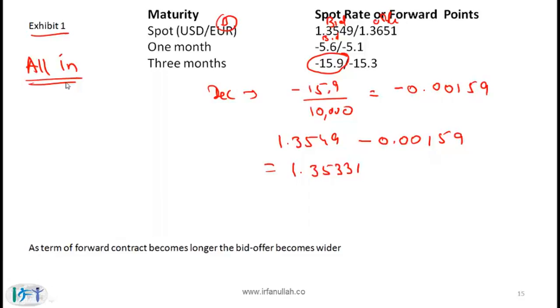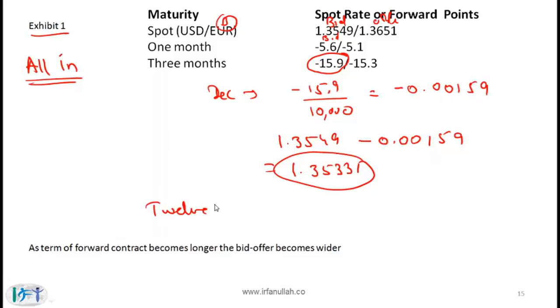So the all-in rate, as you have probably figured out by now, is simply the forward rate where the forward rate has been adjusted based on the forward points. So the 3-month all-in forward bid rate is 1.35331. If you look carefully at Exhibit 1, you are given the forward points for a 1-month contract, 3-month contract, and then there is also a 6-month contract and a 12-month contract.